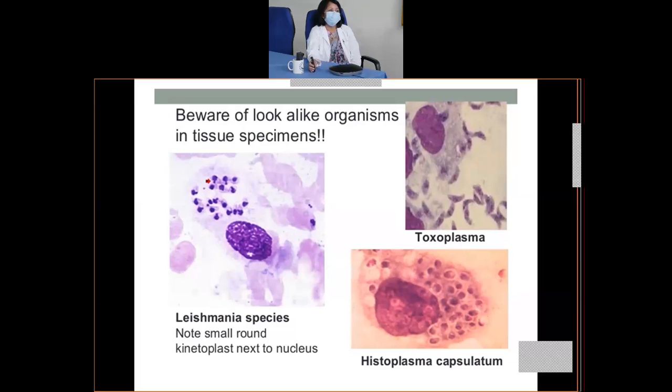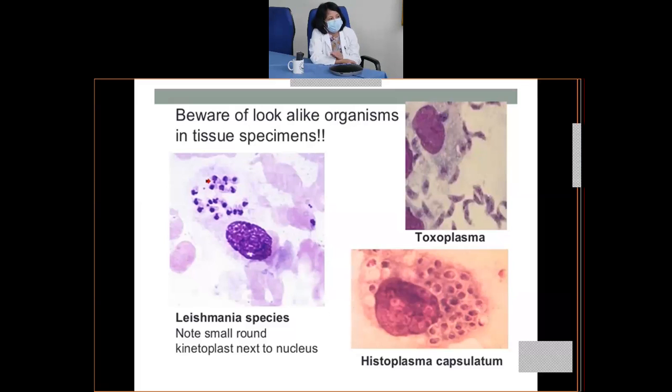When a biopsy sample or tissue sample is taken and stained using different stains, there may be certain organisms present inside the reticuloendothelial cells. For example, Leishmania is a parasite. If these Leishmania species are present, the amastigote forms are present inside the cells, and they are very similar to histoplasmosis.